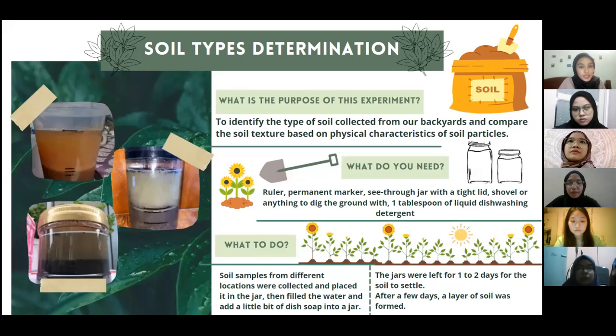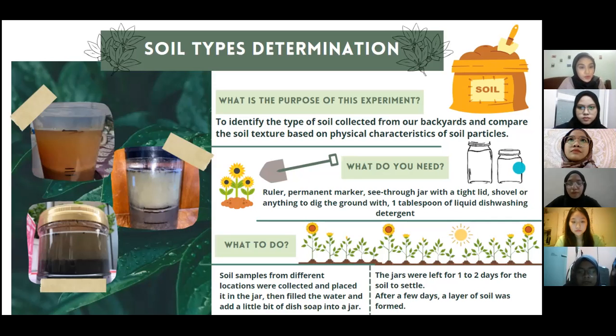So what do you need? First, you need a ruler to measure and record the height of each layer and the total height of the three layers. Next, you need a permanent marker to mark the layer. Then you need a clear jar with a tight lid so that it will be easy for you to shake the soil solution. Besides, you also need a shovel or anything to dig the ground with. Lastly, you need dish soap to put inside the jar together with the soil.